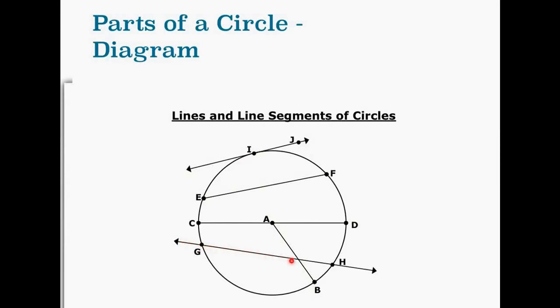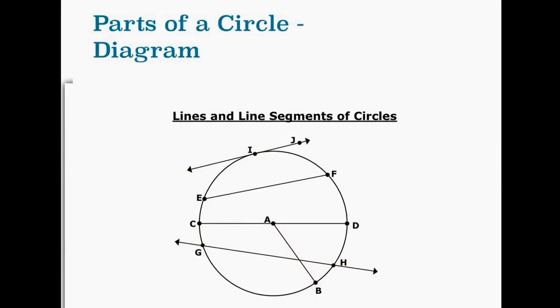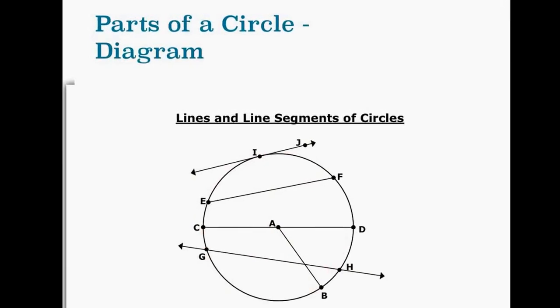And then GH is a line, it goes on forever, and it passes through the circle, intersects at 2 points, so therefore it's our secant. So we have a tangent, chord, diameter, radius, secant. This is our center. So this would be called circle A.